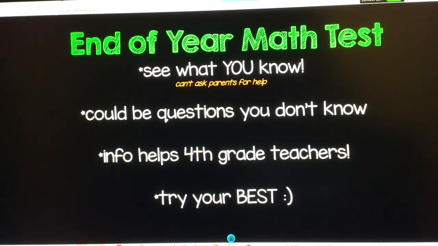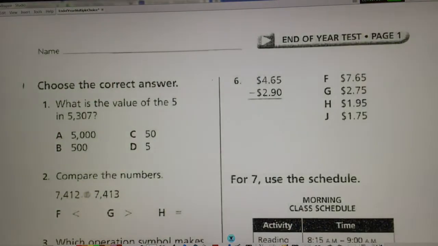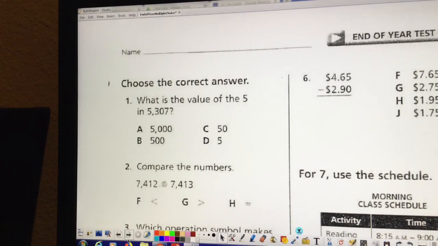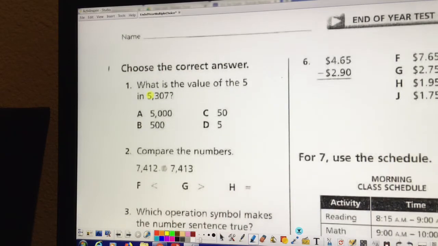All right, so pencil and highlighter, but I will go through all the questions with you and highlight key information for you. So we have 36 problems. Starting off with number 1, what is the value of 5 in the 5,307? So right here, it wants to know what that 5 is. So you have A, B, C, or D. What does that 5 stand for?